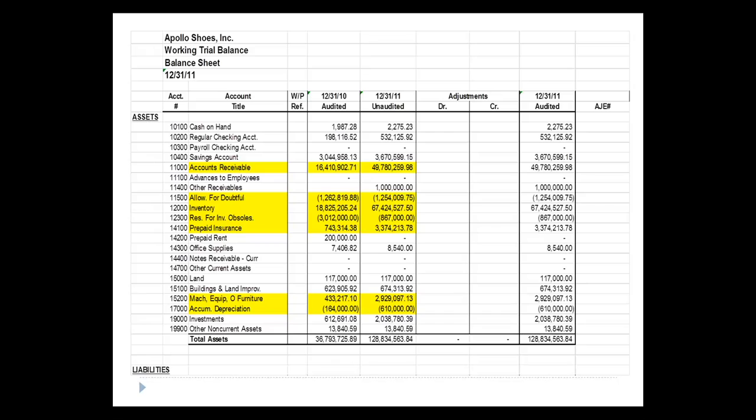And so if you think about it, when you started, the first thing you had to do was read the board of director minutes. That provided you with information about what was going on in the company to help you form your expectations about the numbers that appear, the unaudited numbers.